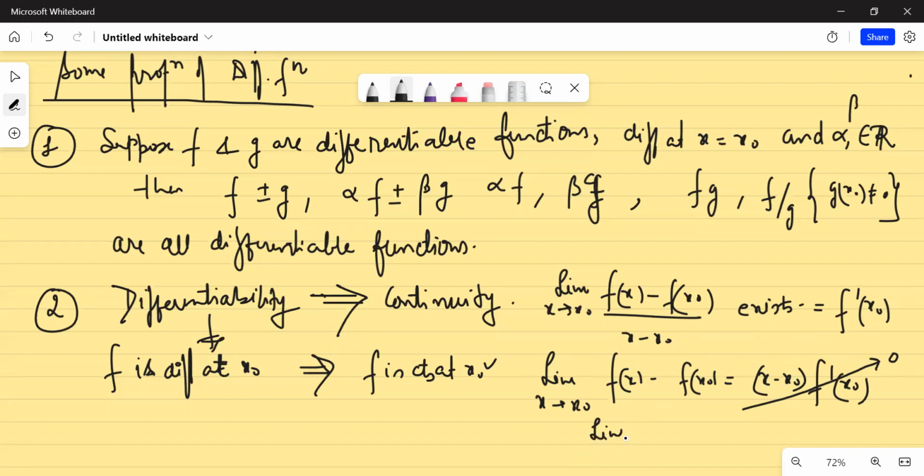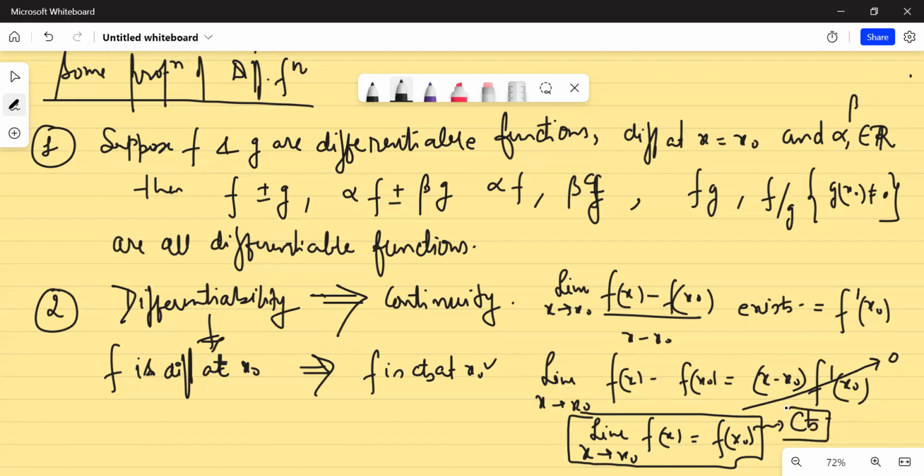So what I have found is that the limit as x tends to x naught of f of x will simply be equal to f of x naught. So what does it imply? It implies that differentiability implies continuity. If the limit of the function is equal to f of x naught, that is the value of the function at that point, isn't it equal to saying that the function is continuous? Yes. So this is what we wanted to convey, and this is what we have got. Is that clear?